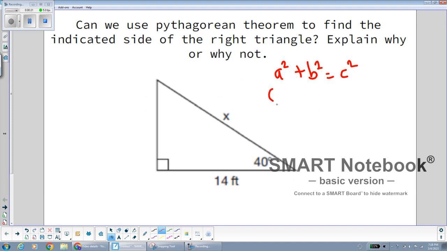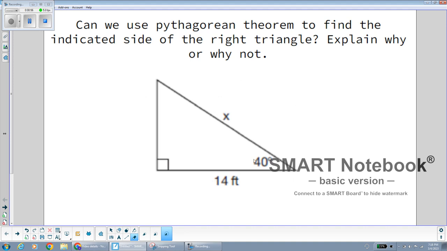we have one of the legs is 14, but we don't know the other leg, and we don't know the hypotenuse. That's what we're trying to find here. So we actually have two unknowns. So we can't use the Pythagorean theorem to solve. We can only use the Pythagorean theorem when we have two sides of the right triangle and we're only missing one other side. So we're going to need another approach when we're working with right triangles and we're trying to figure out the length of a side, but we only have one other side.